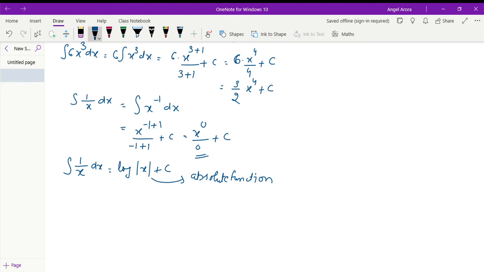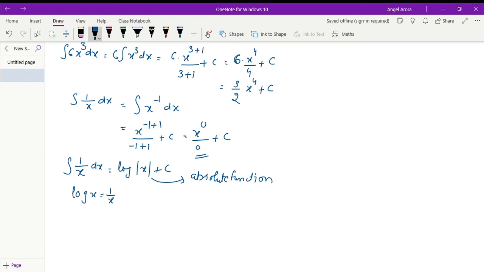How did we arrive at this conclusion? We will use the counter process here. We all know that the derivative of log x is 1 by x. So using the counter process, we can say that the integral of 1 by x will be log mod x, or modulus function x. Why the modulus function? Because log of a negative number is not defined. The modulus function makes a value positive. So we will always use log mod x plus c.